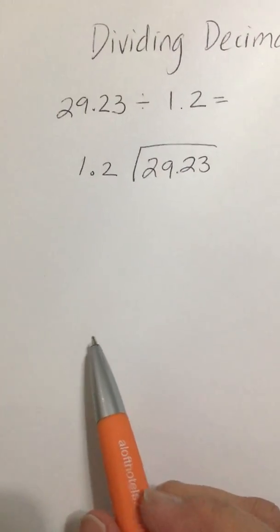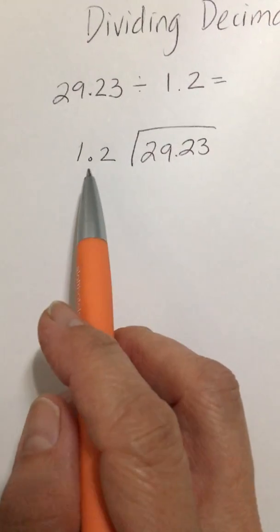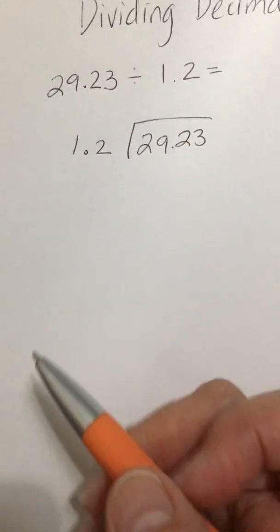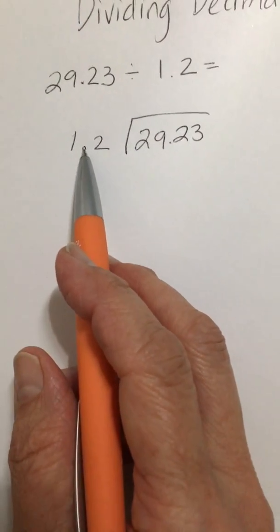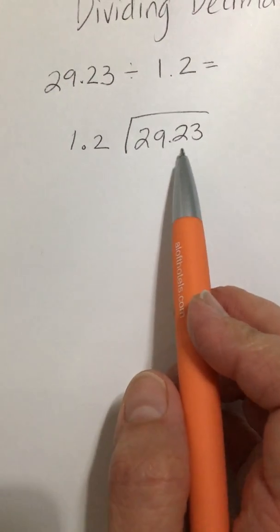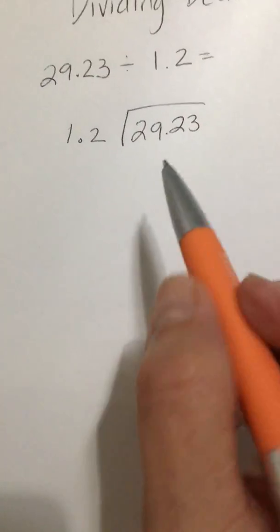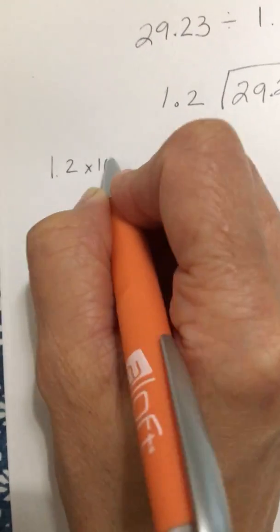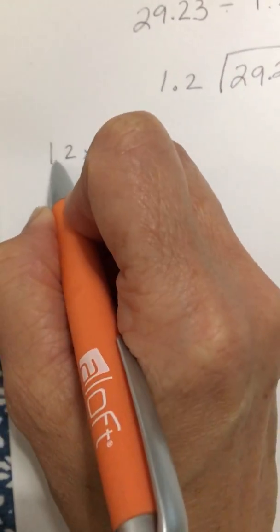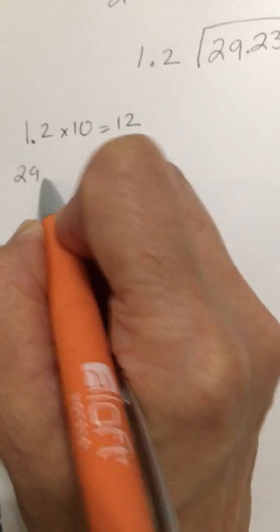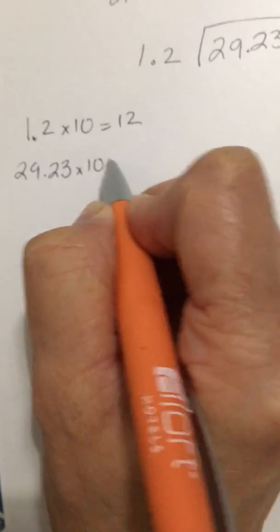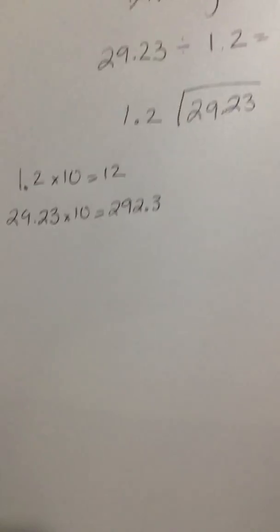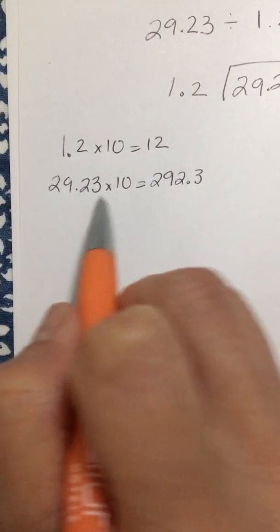Remember, in order to divide decimals, we first need to make our divisor a whole number. So in order for me to make 1.2 a whole number, or 12, I would need to multiply by 10. If I multiply this by 10, then I need to multiply my dividend also by 10. So I know that 1.2 times 10 equals 12, and 29.23 times 10 equals 292.3. That is the law, that's the mathematical way.